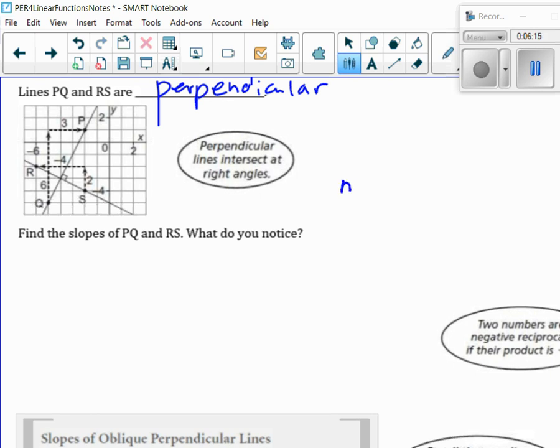So M of PQ and M of RS. Okay. From P to Q. Actually, we're going to have to do from Q to P. So we're going up 1, 2, 3, 4, 5, 6 over 1, 2, 3. Yes? So that was PQ. So up 6 over 3, that reduces to 2. Yes?